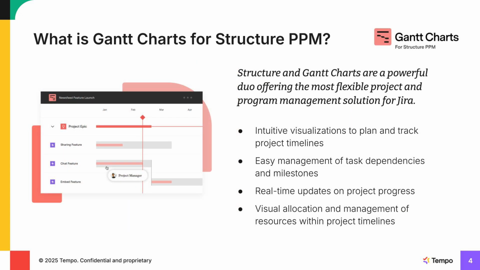So let's answer the question, what is Gantt Charts for Structure PPM? You already know that Structure PPM is the most flexible project and program management solution for Jira. Adding Gantt Charts, the #1 extension for Structure, elevates your PPM even more. Powered by Structure's custom hierarchies, Gantt Charts enables individual teams to visualize project plans, schedules, and dependencies precisely as needed, from agile to waterfall or anything in between, while providing a real-time view of work across teams.